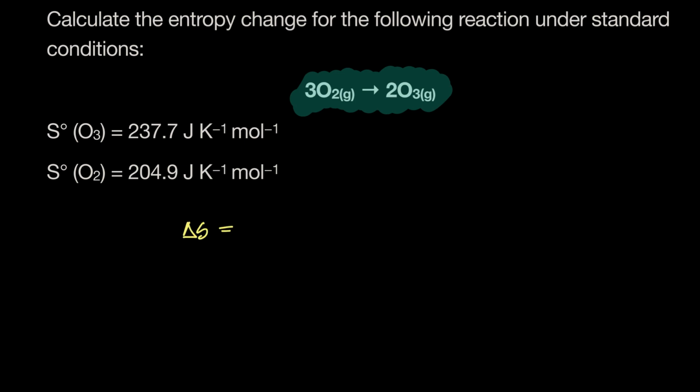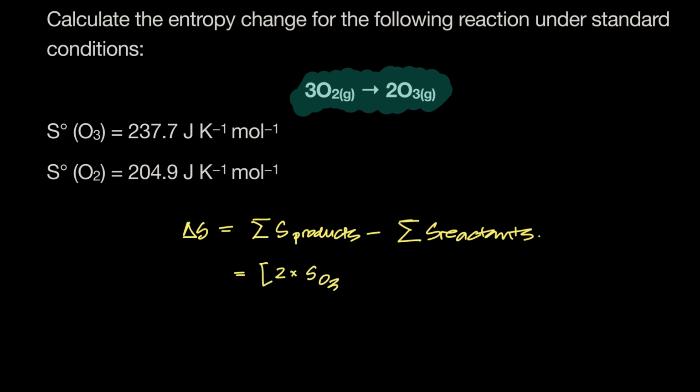So delta S for the reaction would be the sum of the entropies of the products minus the sum of the entropy of the reactants. Here the products are what? The products are just O3. So literally what it's saying here is 2 times the entropy of O3 minus 3 times the entropy of O2, because there are 3 molecules of O2 as the reactants and only 2 of ozone as the products.